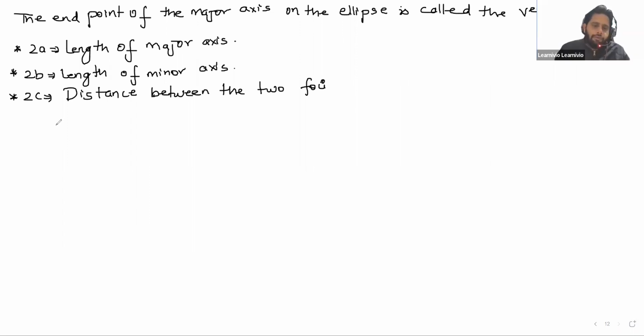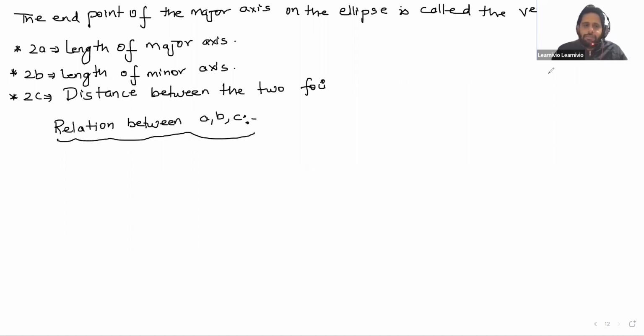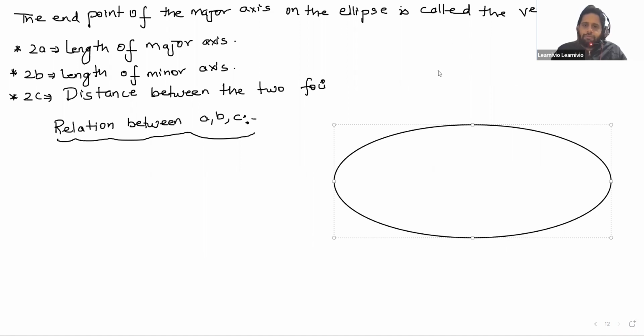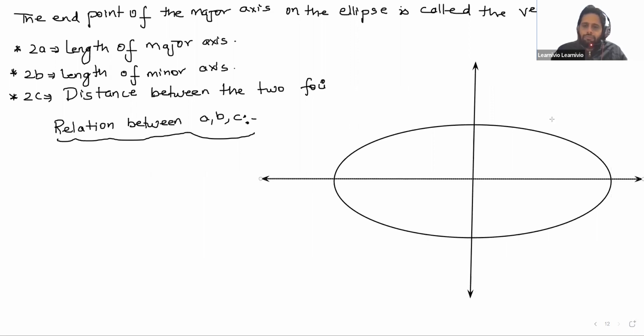After this, we will find the relation between A, B, and C. We already know what A, B, and C are. So what we will do, we will draw an ellipse over here, and we will again mark all the points in it. Relation between A, B, and C. So this is focus F1, this is focus F2. This is the point.